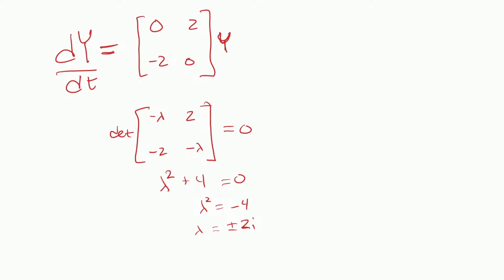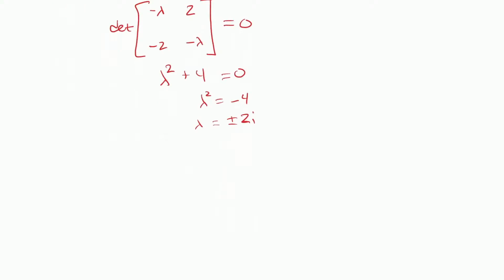So what is this? Yeah, let's go ahead and do it. So we have -2i and 2, and then -2 and -2i. All right, that's good. V1, V2.